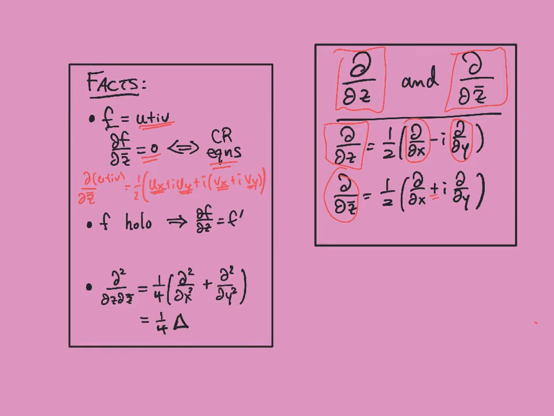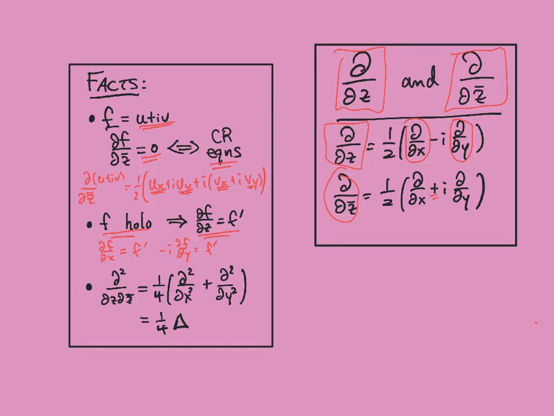On the other hand, if f is holomorphic, then d/dz gives you the complex derivative, and that's just because we already know that if f is holomorphic, then df/dx gives me the complex derivative, while minus i df/dy is also the complex derivative, and then d/dz is the average of these two.